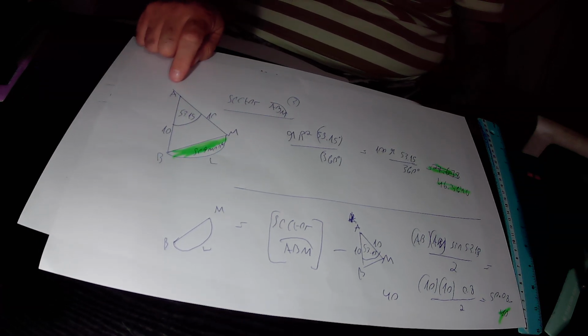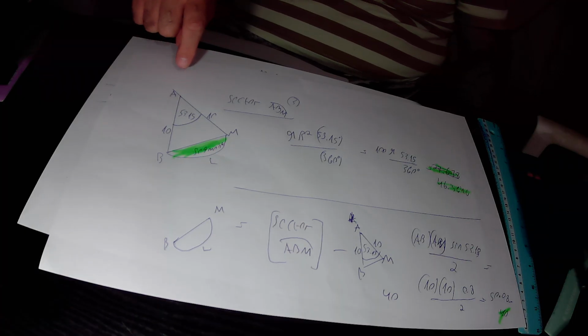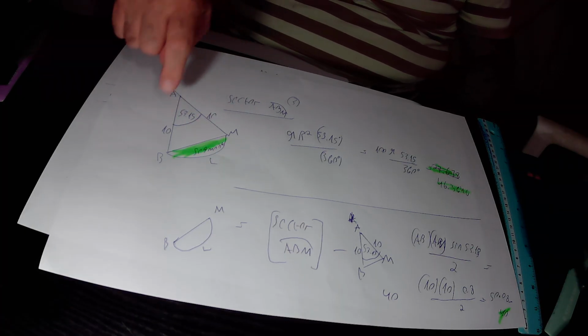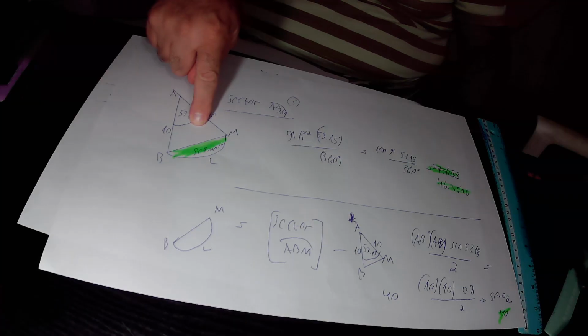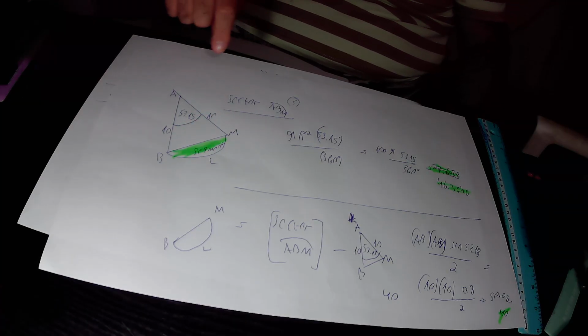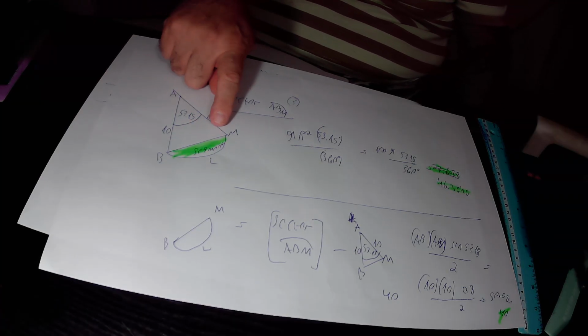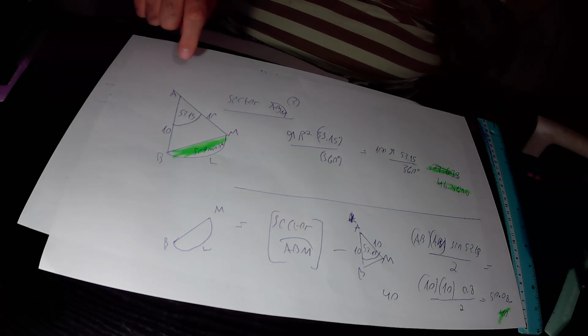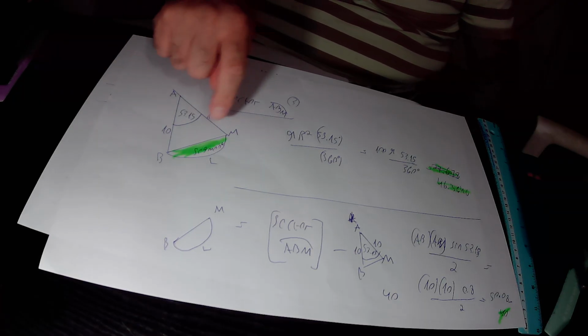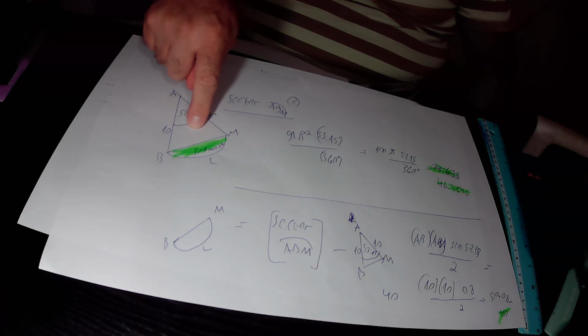The area of the lower segment MLB equals the area of the big sector AMB minus the area of this triangle AMB. Again, the area of the lower segment MLB equals the area of the sector AMB minus the area of this triangle AMB.